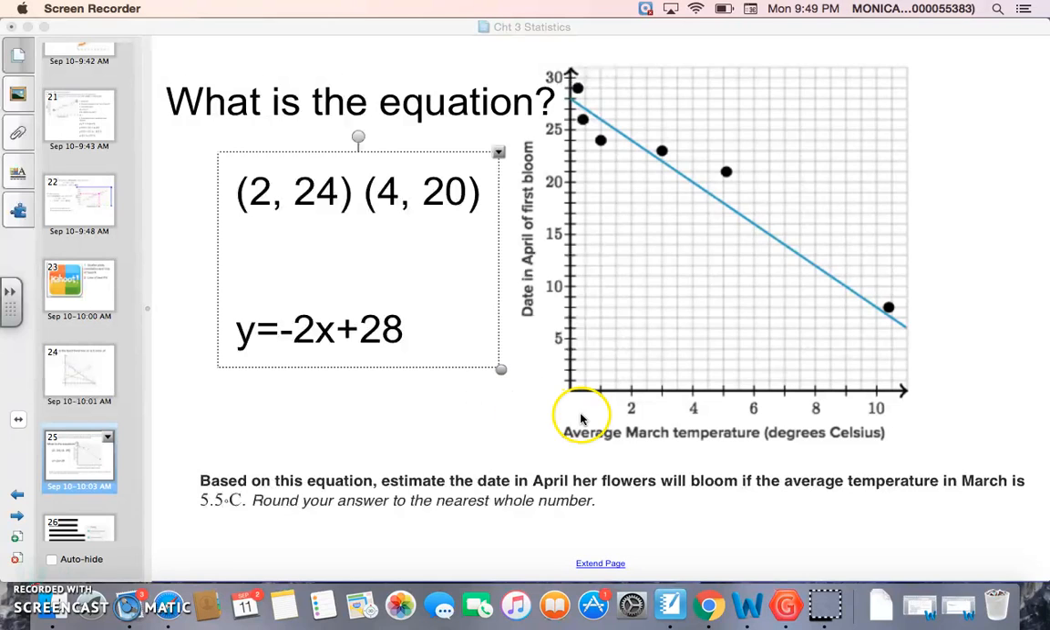And let's see if that works out. So 5.5 is approximately here. I scroll up, and sure enough, that's at 17.